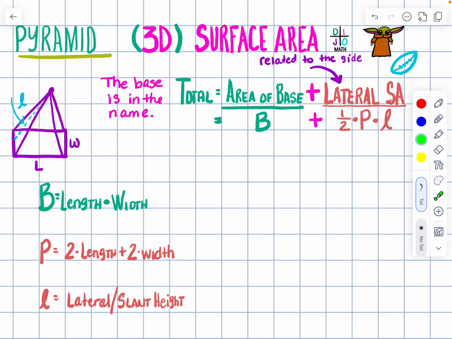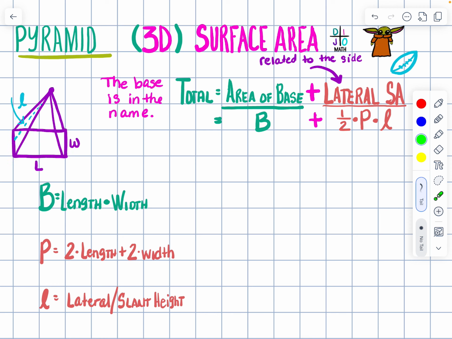When we're finding the surface area of a pyramid, there's a couple of things that we need to know. Number one, we need to know what is the shape of the base, and it's going to be in the title of the shape itself. So in this case, I've got a rectangular pyramid, and it's telling us that the base is a rectangle.